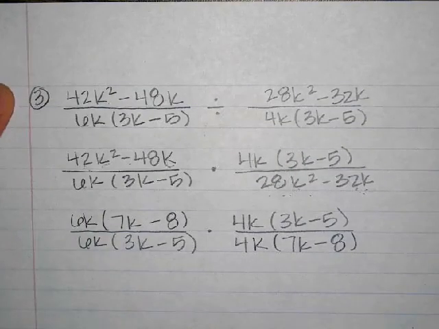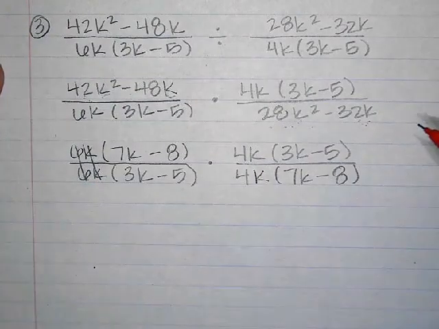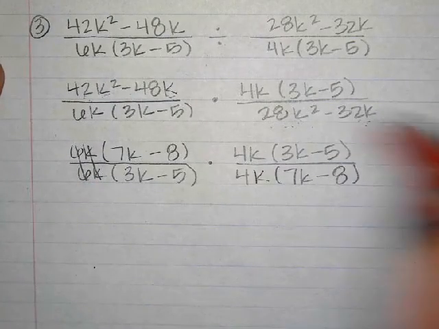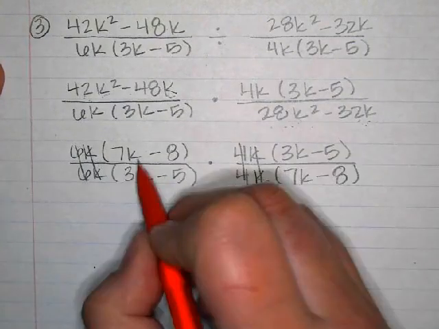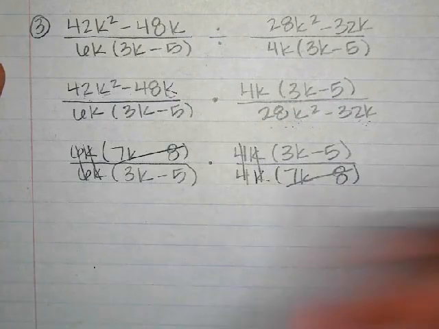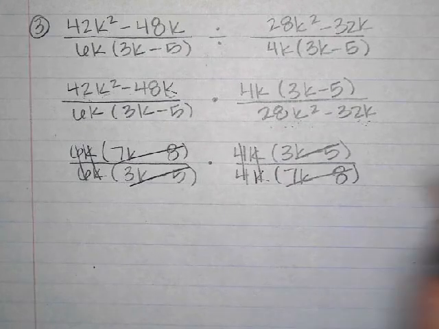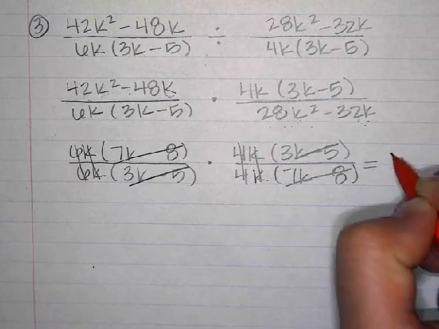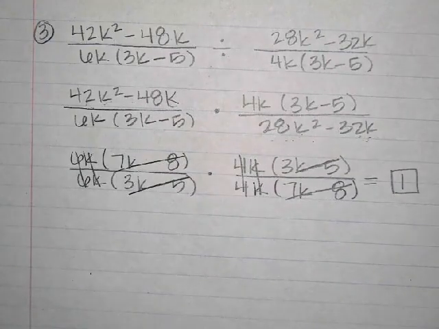6k, 6k. 4k, 4k. 7k minus 8, 7k minus 8. They all cancel. So is the answer 0? The answer is 1. Okay, when everything cancels out, the answer is 1. What a complicated problem if you just want the answer to be 1.